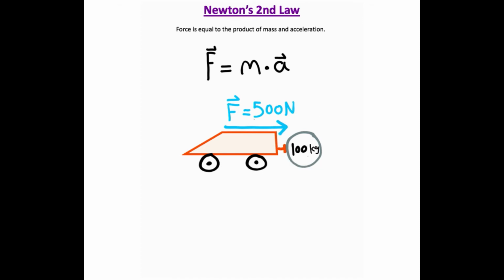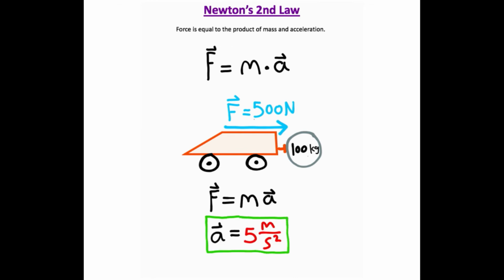So the way you could calculate this is by using the equation. You could plug in your 500 newtons for force and your 100 kilograms for mass. You divide both sides by 100, you get the 100s to cancel, and you'll have that acceleration is equal to 5 meters per second squared. This is the general unit here for acceleration.